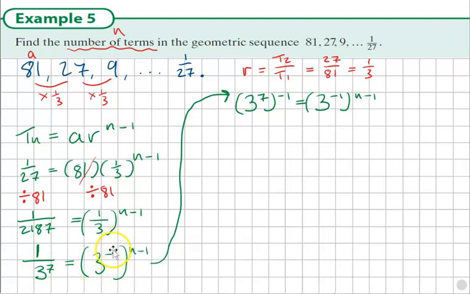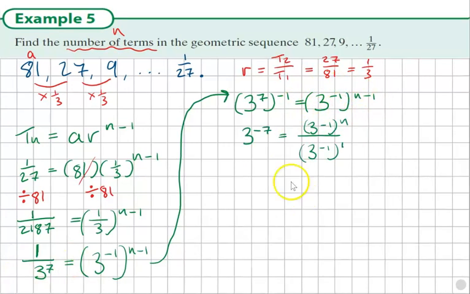And we're just going to bring over the 3 to the power of minus 1 raised to the power of n minus 1 on the right-hand side. So that's all I've done there, nothing new. So 3 to the power of 7 raised to the power of minus 1. The indices rule here is we multiply the powers. So 7 multiplied by minus 1 is minus 7. And then 3 to the power of minus 1 raised to the power of n minus 1.